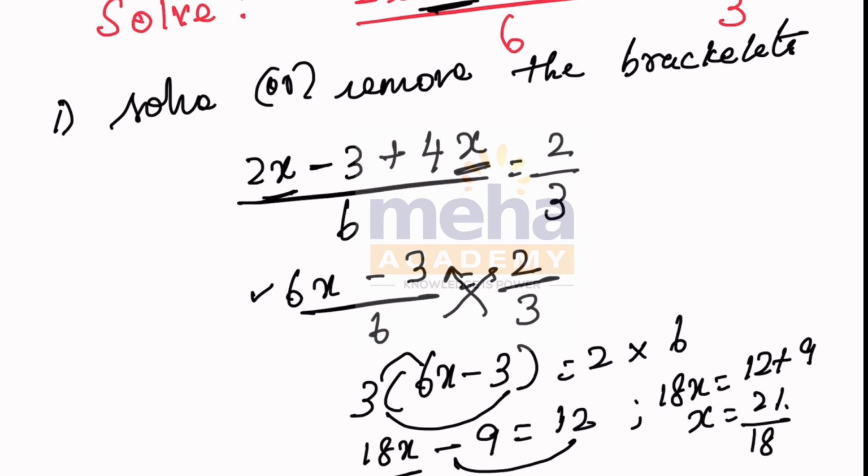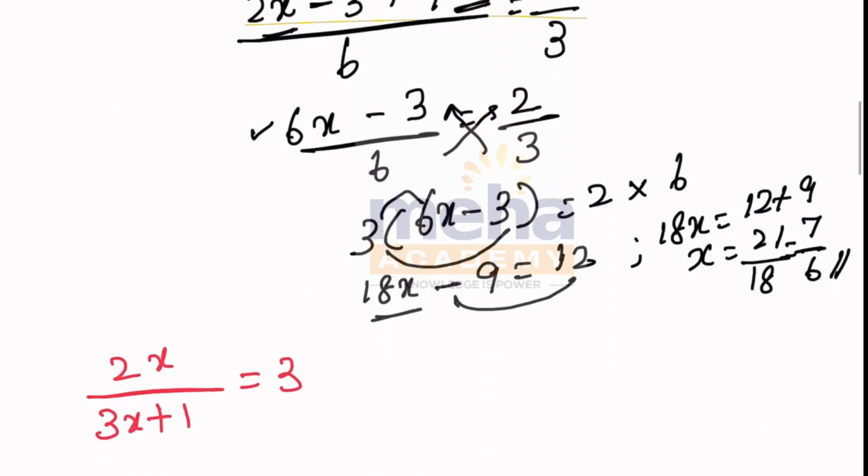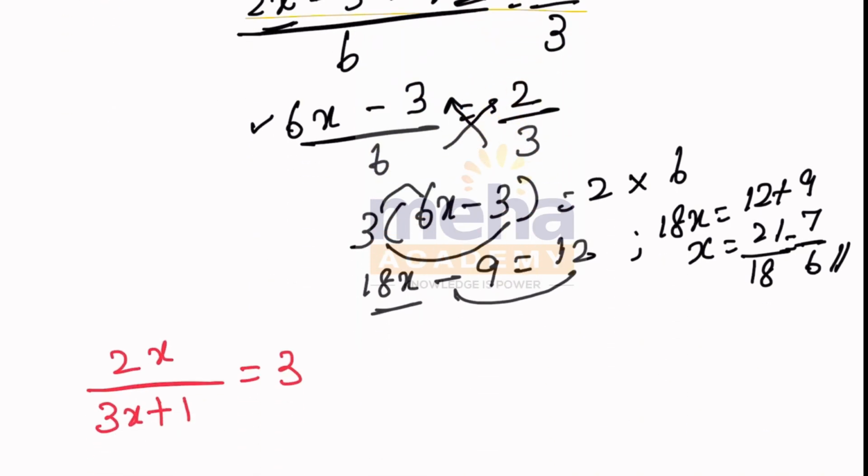So further I can simplify in 3 tables. 7 3s are 21, 6 3s are 18. So x is equal to 7 over 6. Next question.